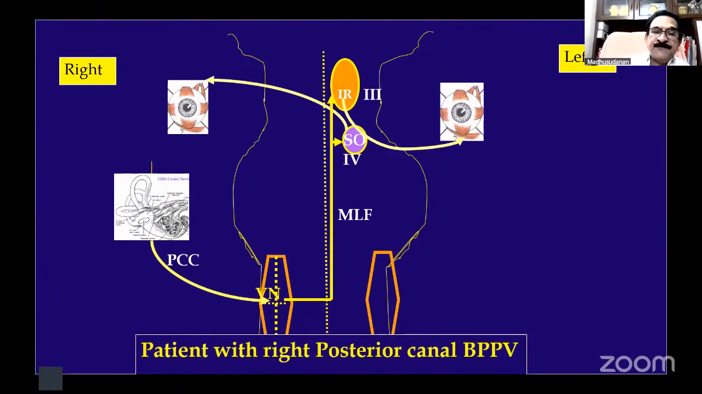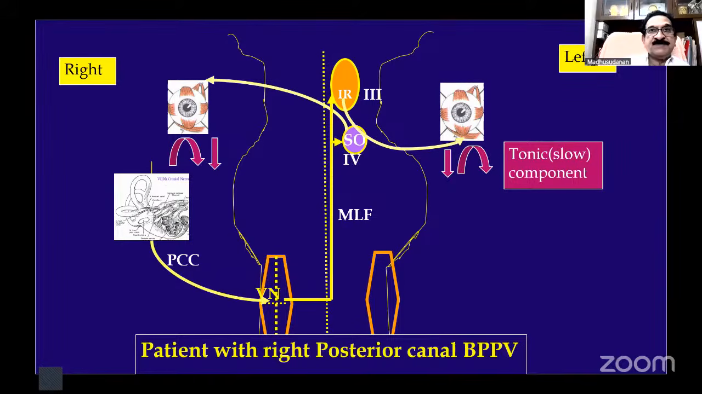So what will happen if you stimulate the posterior canal now? The superior oblique contracts, so the eye will move downward and the eye intorts. Correct? What will happen when the inferior rectus is stimulated? Again, the eye goes down and the eye extorts. So the rotation is on one side, towards the left side, and the movement of the eye is downward.